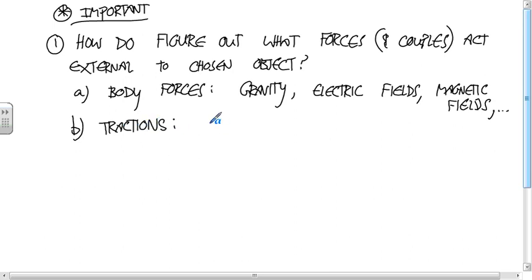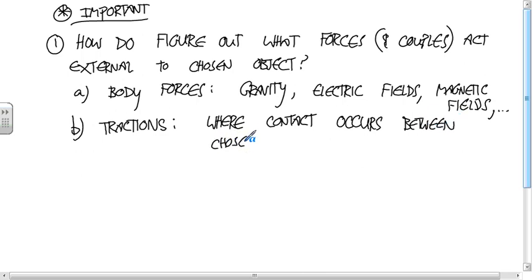And so everywhere that there's contact between your chosen object and its surroundings, where there's contact between your chosen object and things outside of your chosen isolated system.